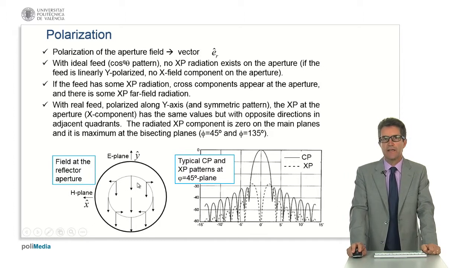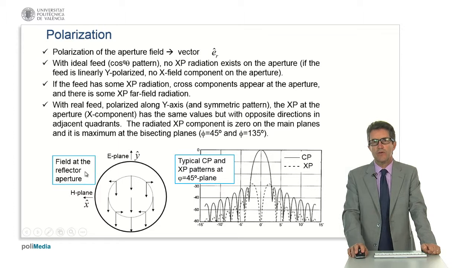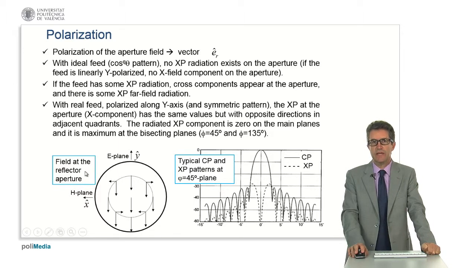adjacent quadrants. So finally, the radiated cross-polar component is zero on the main planes and is maximum in the bisecting planes, typically at phi equal to 45 degrees. This is in the image at the bottom right. You can observe the typical behavior in a 45 degrees plane, with the main lobe and the maximum of the cross-polar.